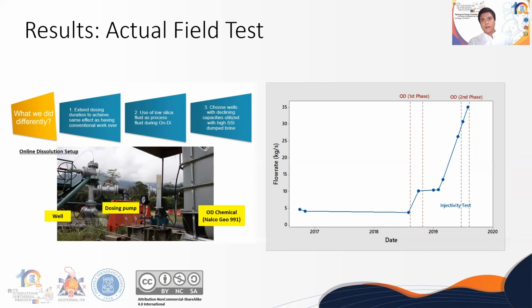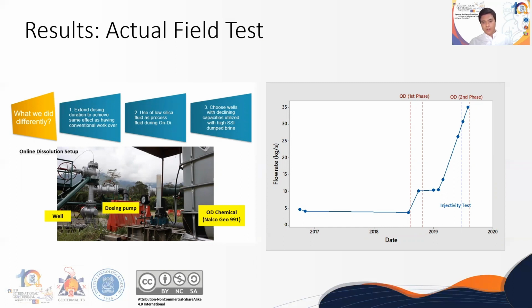So the dosing was stopped, but the well was continuously being utilized as a condensate injector. We observed that the flow rate is still improving, even after Geo991 dosing, achieving 14 kilograms per second. With a limited amount of condensate available, the team decided to do an injectivity test to determine the actual or final improvement prior to starting the second phase of dissolution. After the injectivity test, we were able to achieve 26 kilograms per second.